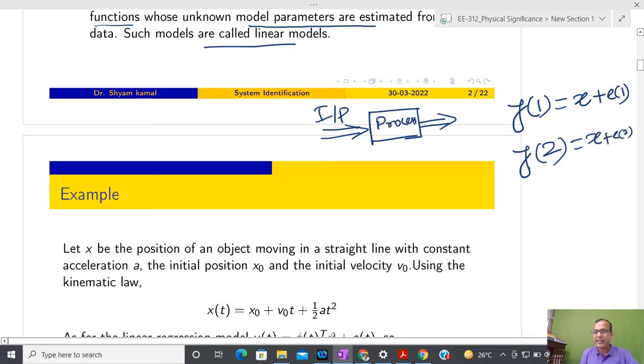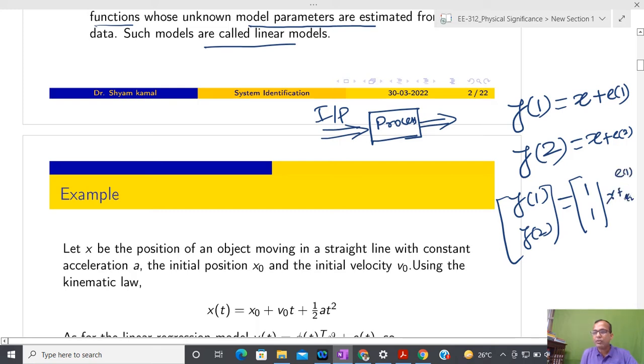So you can see I can write this whole thing in matrix form, like this: y1, y2, equal to 1, 1, multiplied by x, plus e1 and e2. I have said that this is a constant process, so I can represent this as y_t, and I can give some nomenclature for this. In a subsequent slide you can see that I am going to give the nomenclature like this, plus e.